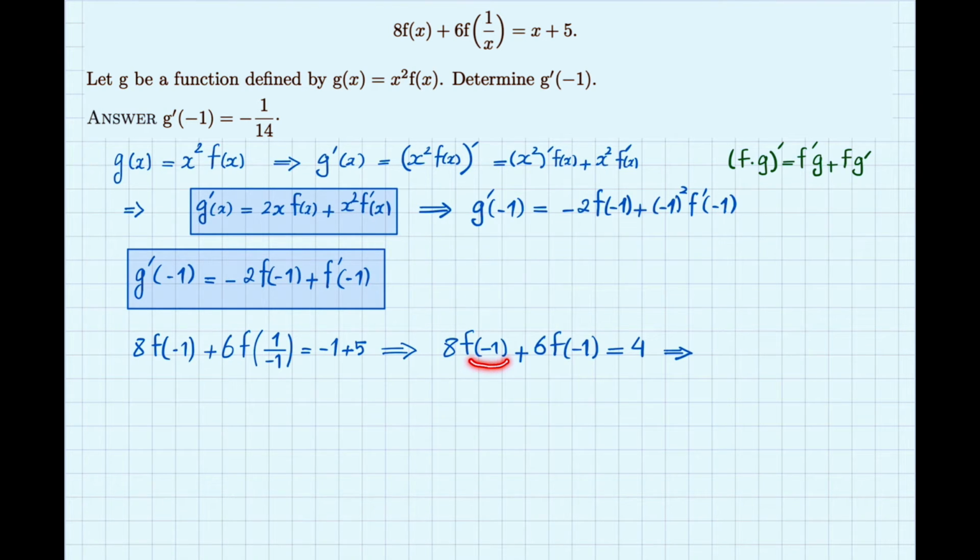But then you see that there is only one unknown in this equation. f of minus 1 8 times, f of minus 1 6 times, so it becomes 14 times f of minus 1 is equal to 4. So this implies that my unknown that I am looking for is 4 divided by 14, or if I simplify by 2, it becomes 2 over 7. Yes, so this is the first question mark that I was able to find. Okay, so this is done.